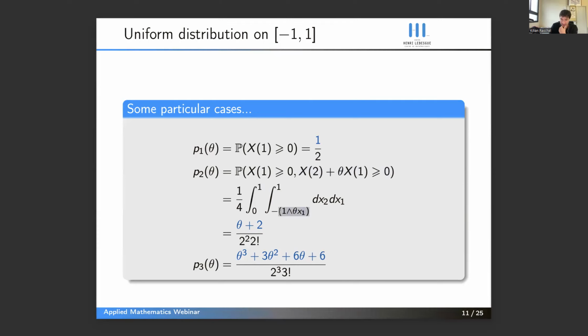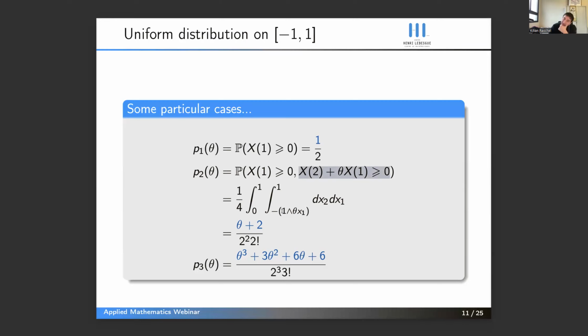What is interesting is that in the inner integral, I have two conditions. So x2 is uniform in -1, 1, so it has to be between -1 and 1. And also we have this condition which should be true, and which says that x2 should be bigger than minus theta x1. And this is why we have two conditions here, okay? One condition because of the distribution, another condition because of the conditions of my persistence event.